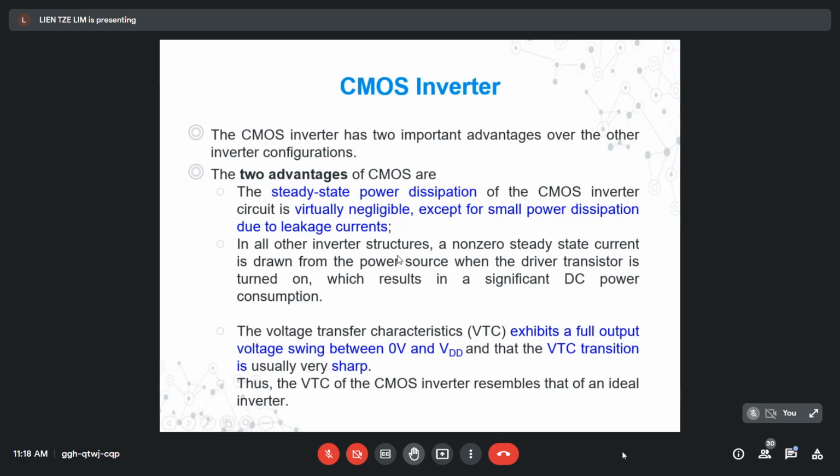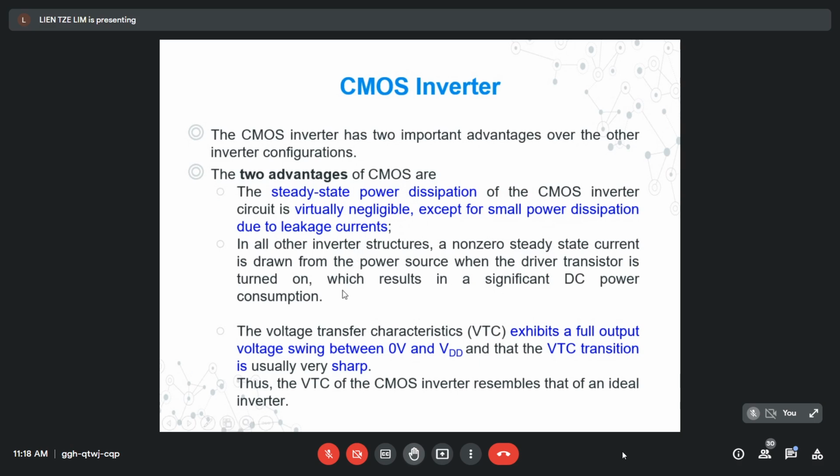Okay, this is about power dissipation. The power dissipation in CMOS is smaller compared with other inverter structures. Of course, if the power supply is high, the CMOS inverter will dissipate significant DC power consumption.